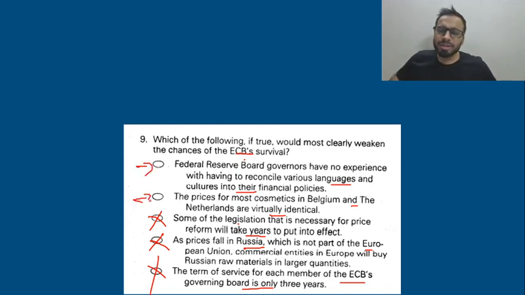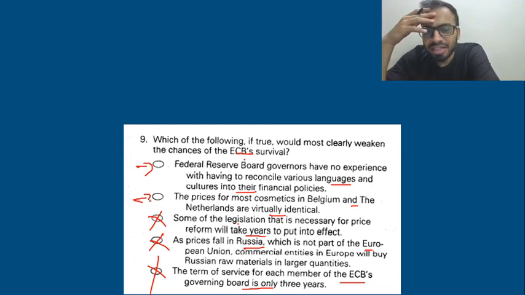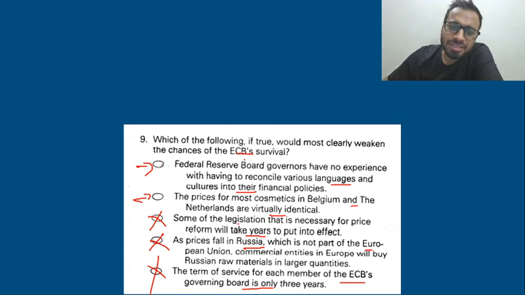Let me now dig deep into what A and B are saying. A says Federal Reserve Board governors have no experience with having to reconcile various languages and cultures into their financial policies. But this is only an example for us, right? The Federal Reserve Board is only an example for us. If they have no experience, so what? This is a new thing we are doing. We have to keep our mind open. We have to keep open channels of communication. So even if the Federal Reserve Board is an example for me, it does not matter whether they are able to reconcile or not. I am the ECB.